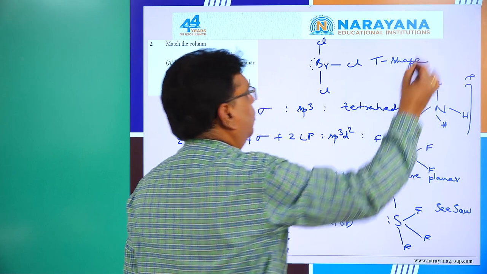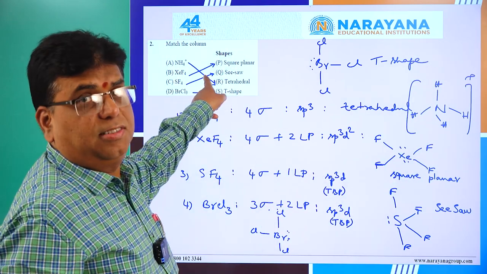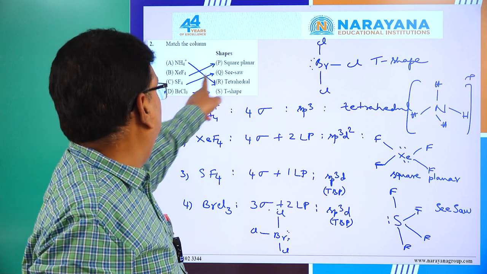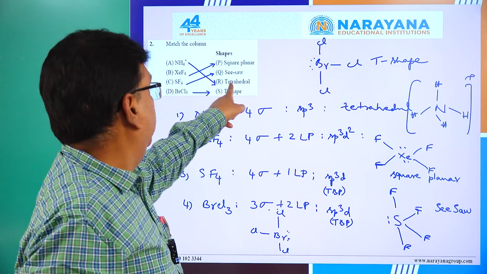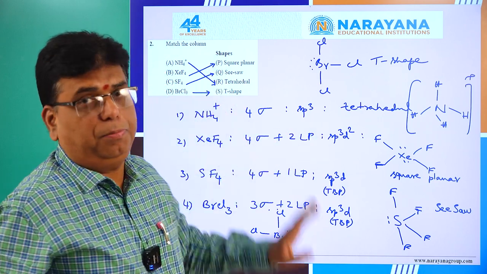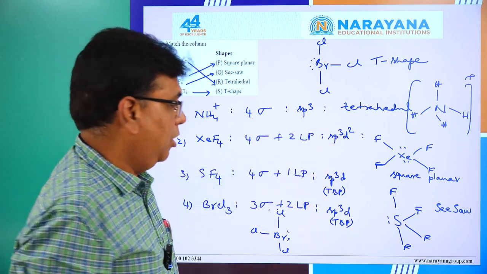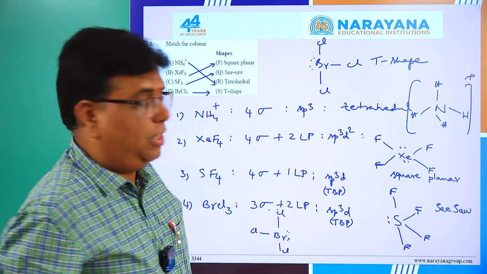Okay. So, ammonium ion, tetrahedral; xenon tetrafluoride, square planar; sulfur tetrafluoride, seesaw; BrCl3, T-shape, right? Every information is given here, easily you can understand. Now let's move on to the third question.